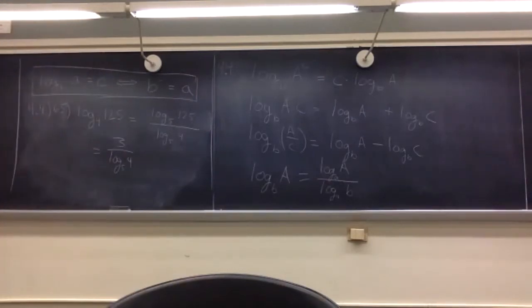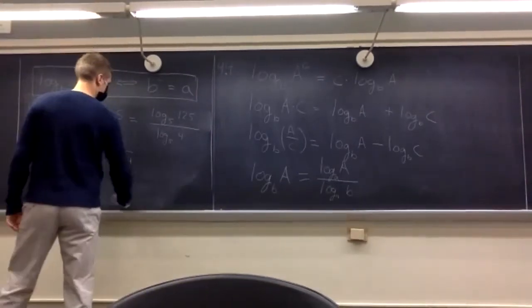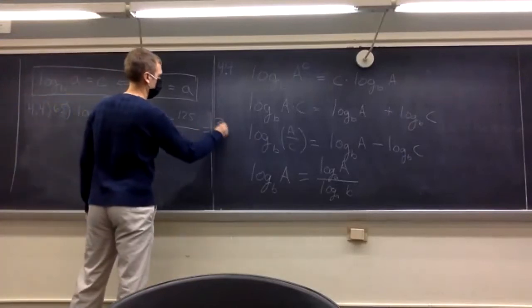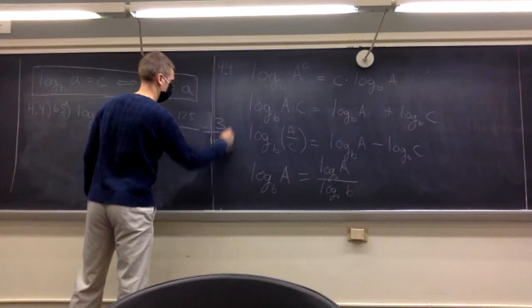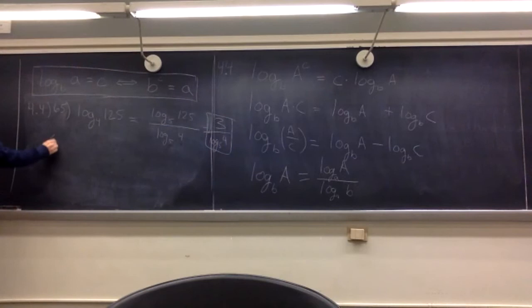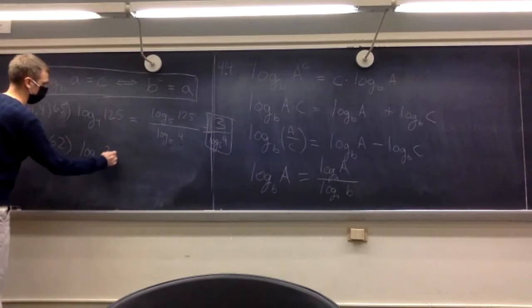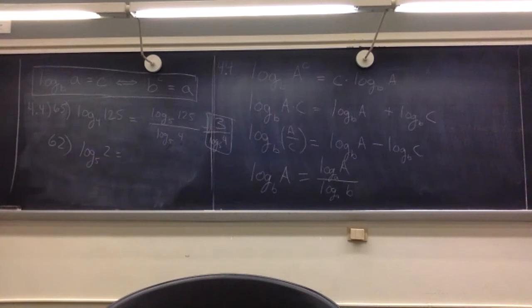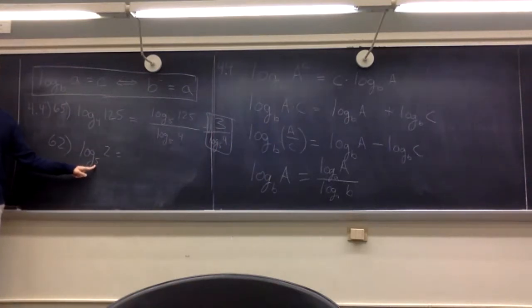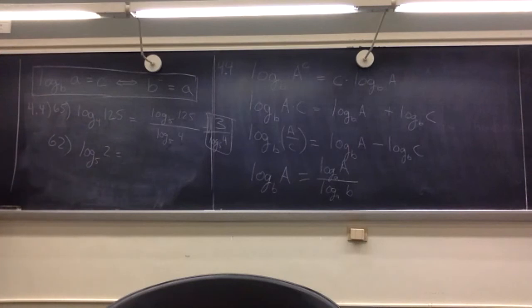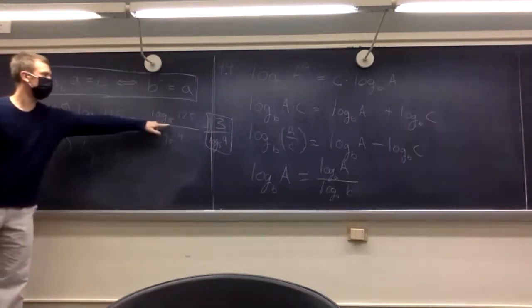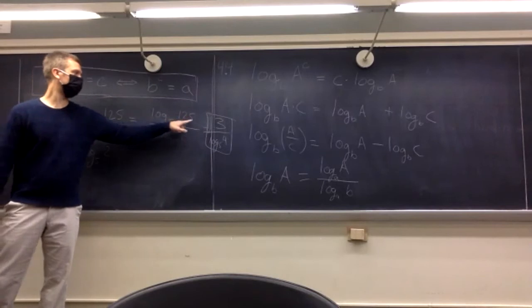Okay, let's do one where you actually can compute it. This was like 62, and it was log base 5. Something like this. The 2 is not a perfect power of 5. So that's a natural choice for our new base of log. Here we chose 5 because the 125 is a power of 5. So we can easily compute that.